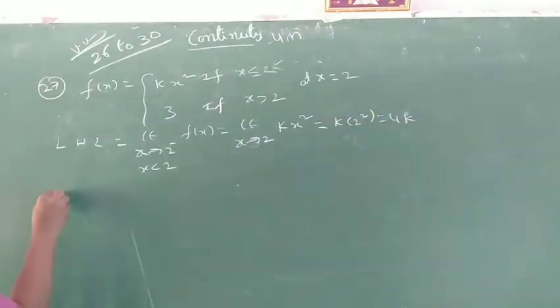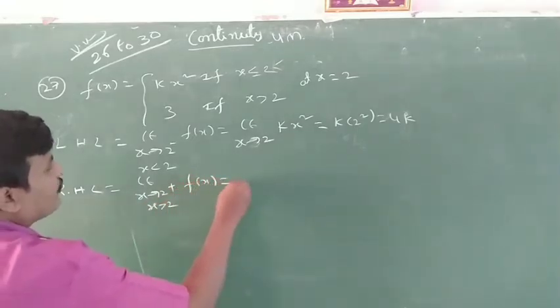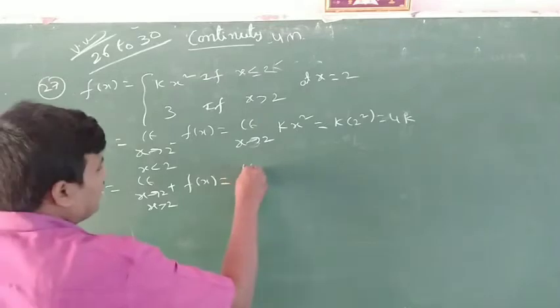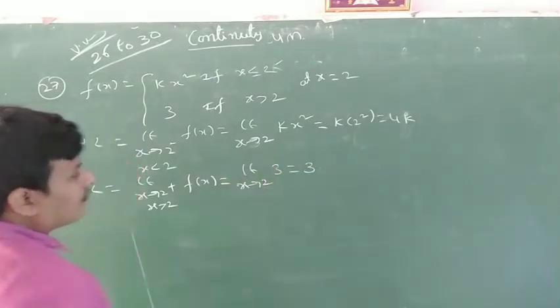Next RHL. RHL is equal to limit x tends to 2 plus. 2 plus means greater than 2, f of x. Greater than 2, which function? 3 directly. Limit x tends to 2 of 3 means 3.